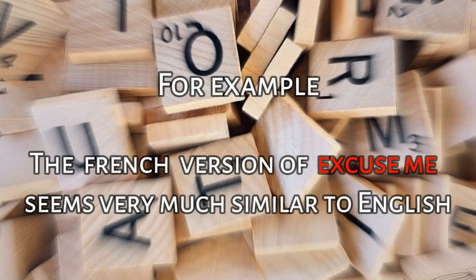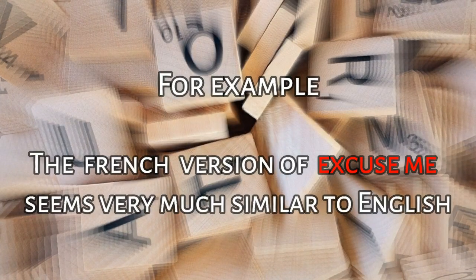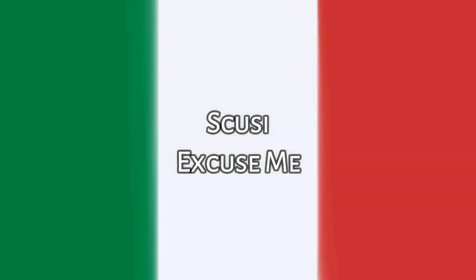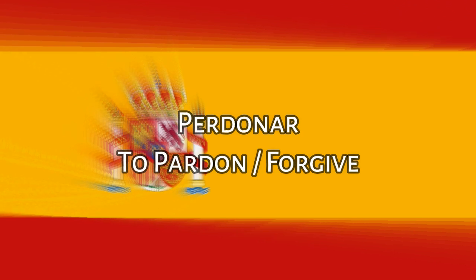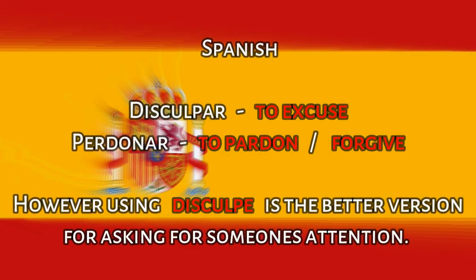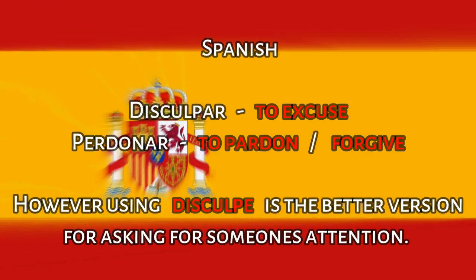For example, the French version of excuse me seems very similar to English with Excusez-moi. Excuse me. In Italian, Scusi is very easy to remember. You can also say mi scusi to sound even closer to English. In Spanish, Disculpe. Disculpar is the verb meaning to excuse, and perdonar is the verb meaning to pardon or forgive. However, using Disculpe is the better version for asking for somebody's attention.